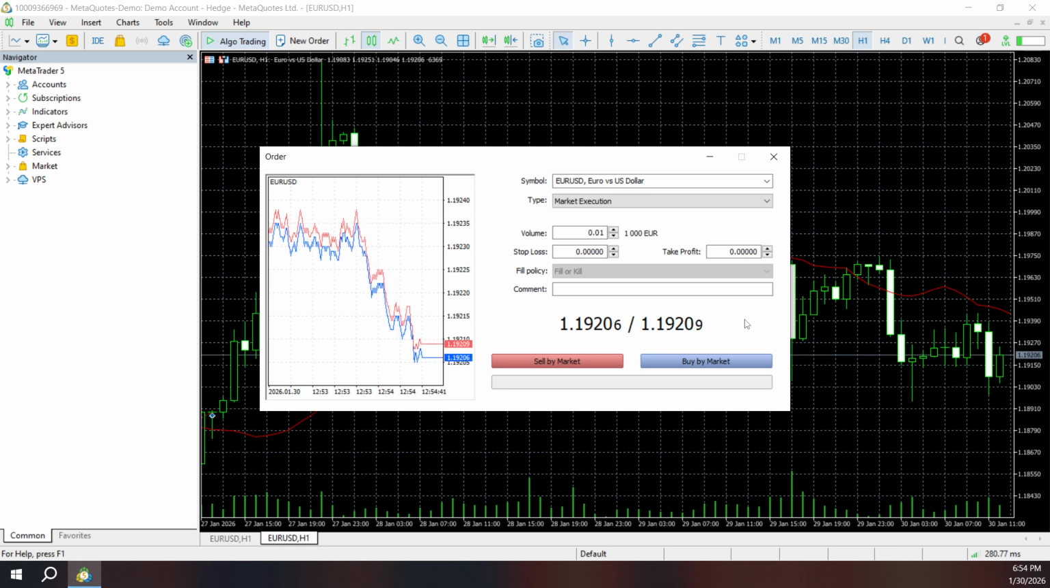That's it. You've opened Metatrader, launched a new order, selected your symbol, chosen the order type, set volume and stop loss, and executed a buy or sell. Remember, practice on a demo account if you're new, and always trade with a clear plan and defined risk.